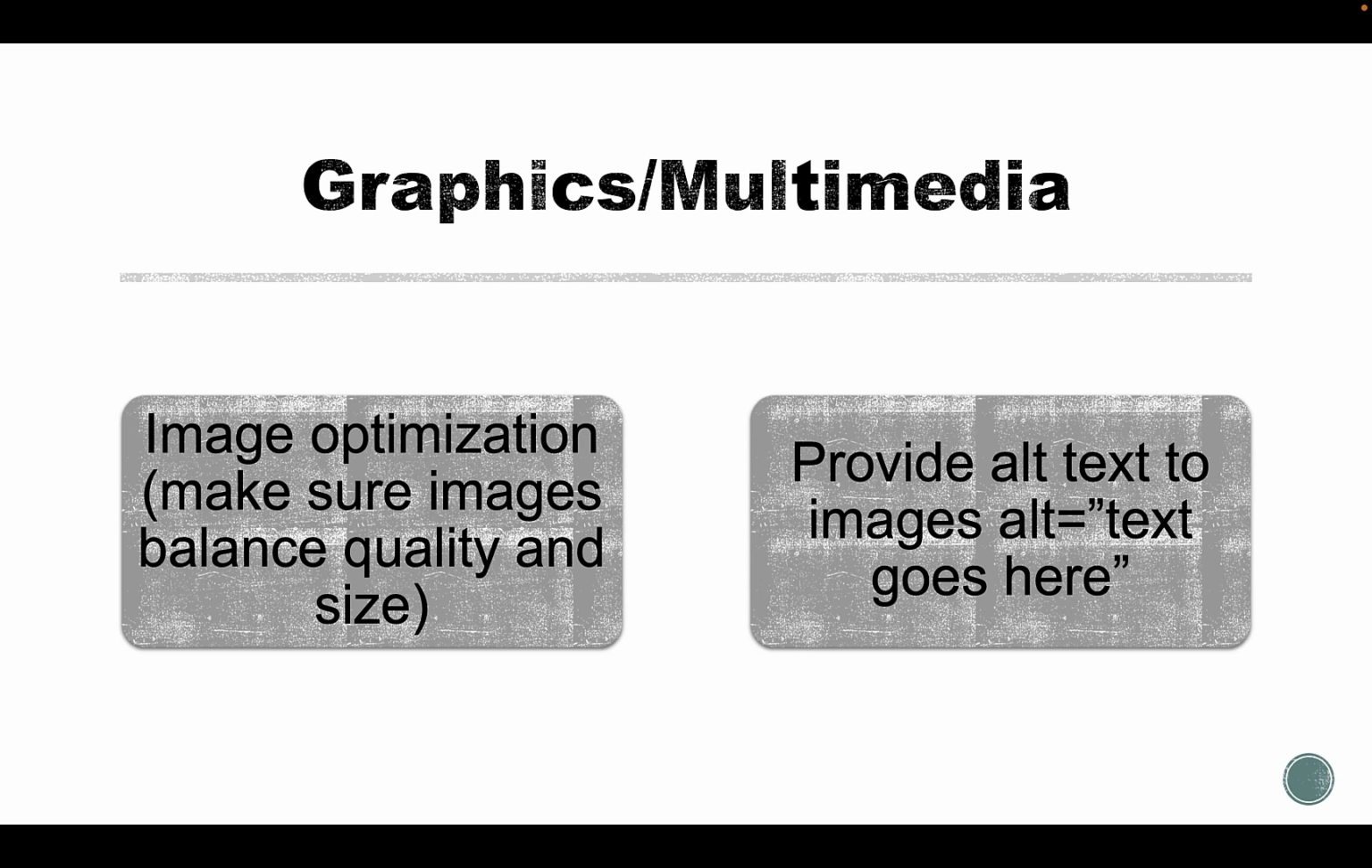Next is looking at graphics and how to optimize your images. We're going to cover that in chapter 5, but basically you just want to know that image optimization is a thing, that you would want to make sure that your website doesn't load with really huge images that are going to take forever to load. And you also want to provide alternative text descriptions, so that way if somebody can't see the image, there's a text description for it instead.